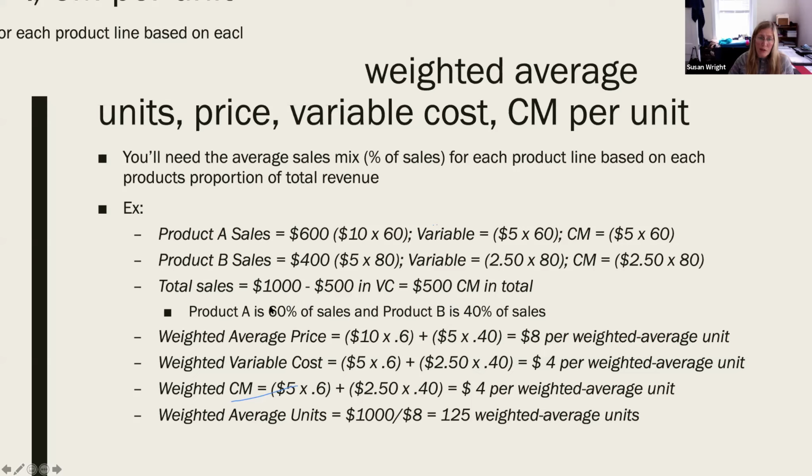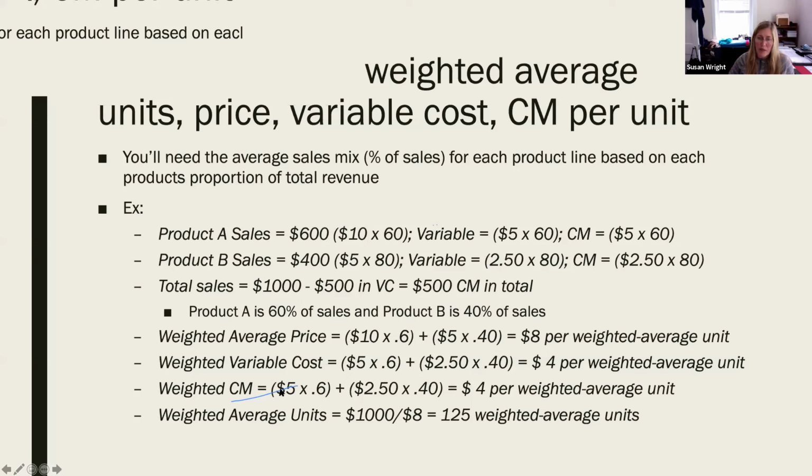So to get a weighted average price, take the price of A, which is 10, times 60%, plus the price of B, which is 5, times 40%. So our weighted average price is $8. Do the same thing with weighted average cost. So 5 times 60%, plus $2.50 times 40% equals $4 weighted average variable cost.